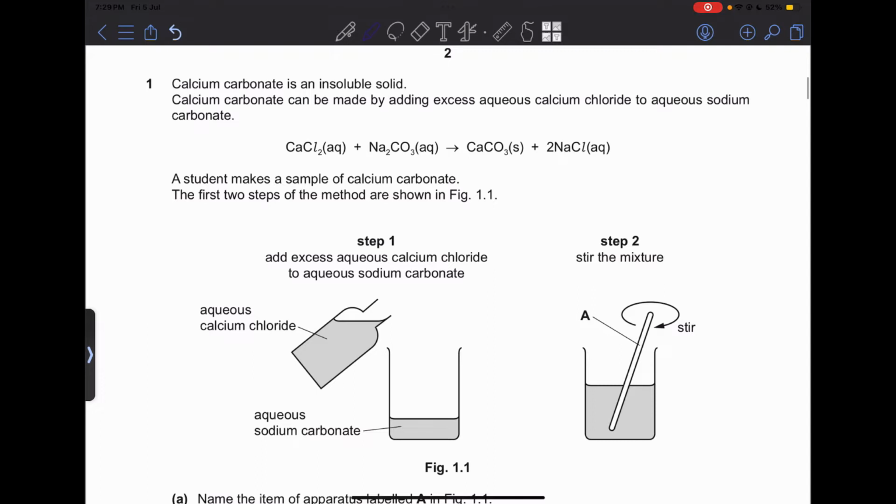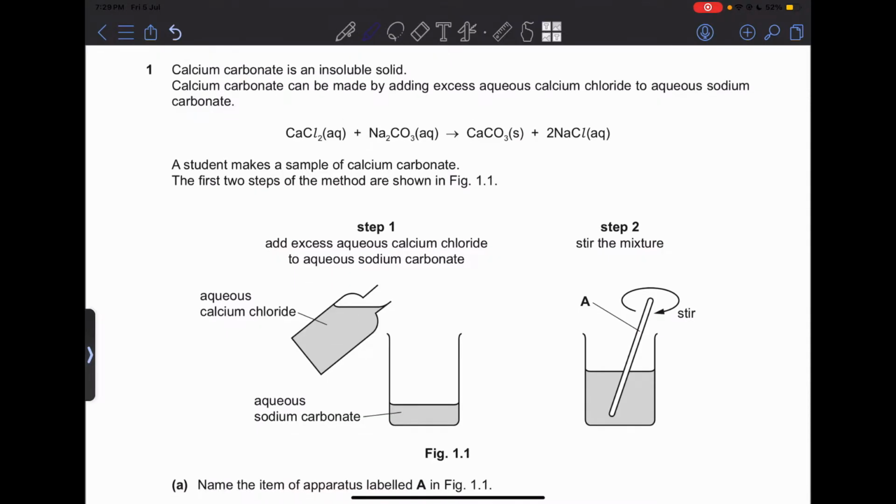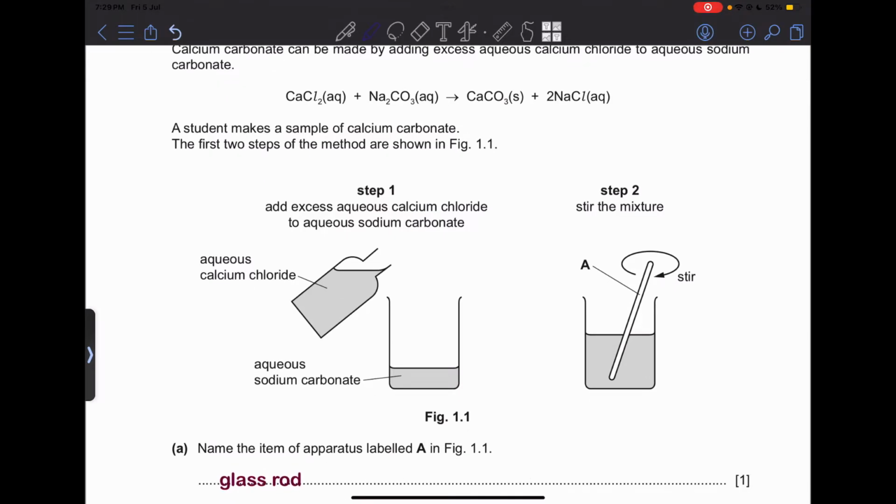Question number 1 says calcium carbonate is an insoluble solid. Calcium carbonate can be made by adding excess aqueous calcium chloride to aqueous sodium carbonate, and this is the equation over here. A student makes a sample of calcium carbonate. The first two steps of the method are shown in figure 1.1.